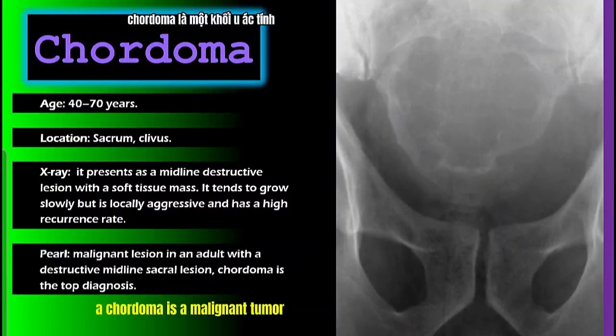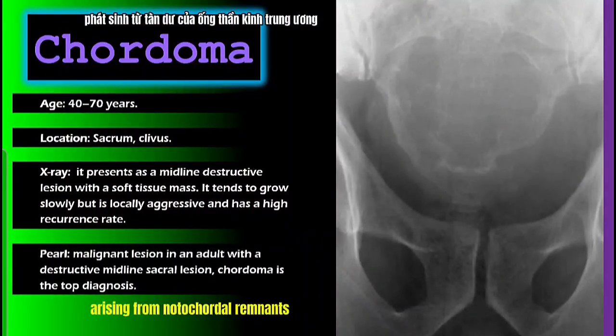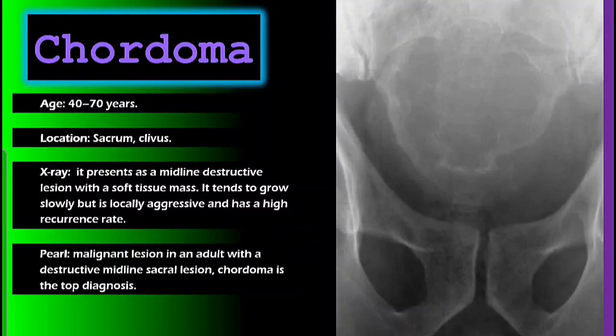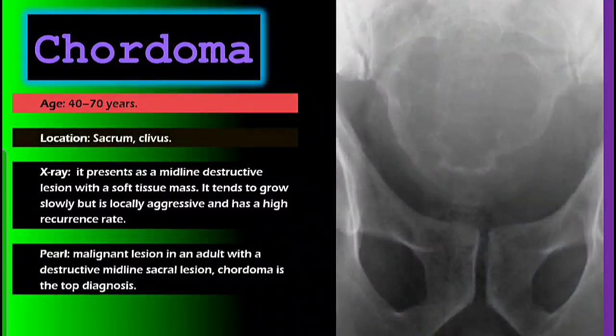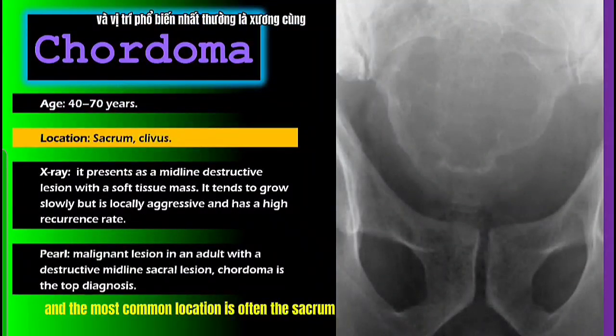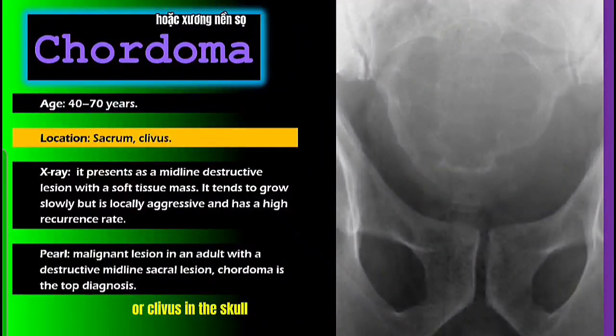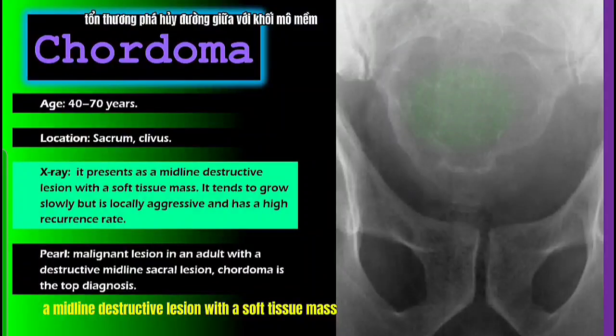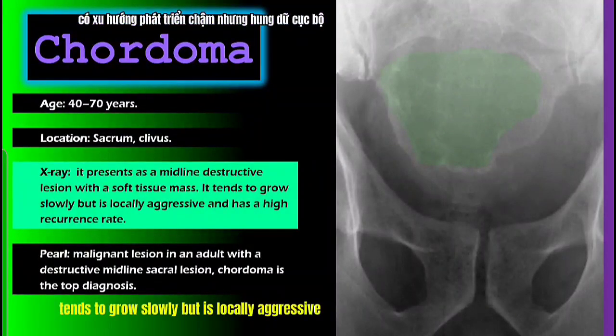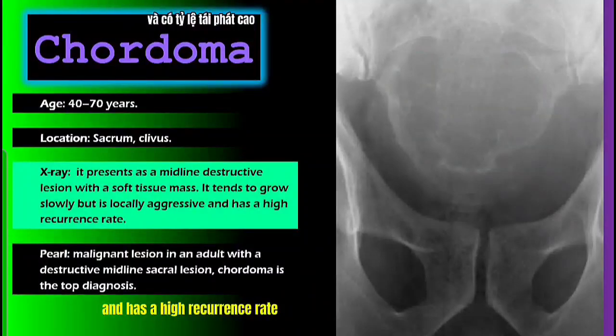A chordoma is a malignant tumor arising from notochordal remnants. These usually present between 40 and 70 years of age. The most common location is often the sacrum or clivus in the skull. On X-ray, it presents as a midline destructive lesion with a soft tissue mass. It tends to grow slowly but is locally aggressive and has a high recurrence rate.